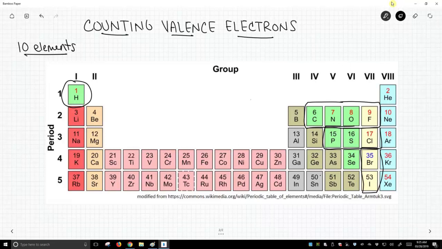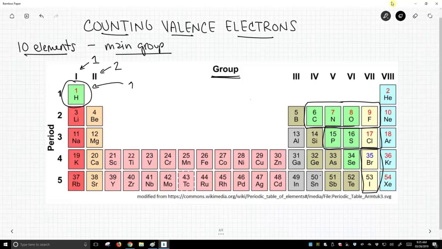And if you notice, these are all considered main group elements. They're all pulled from the main groups. So these groups, which represent the columns on the periodic table, are labeled with, in this case, Roman numerals. So this is a Roman numeral 1, Roman numeral 2, and that Roman numeral actually represents how many valence electrons that element has. So hydrogen is in group 1. It has one valence electron.